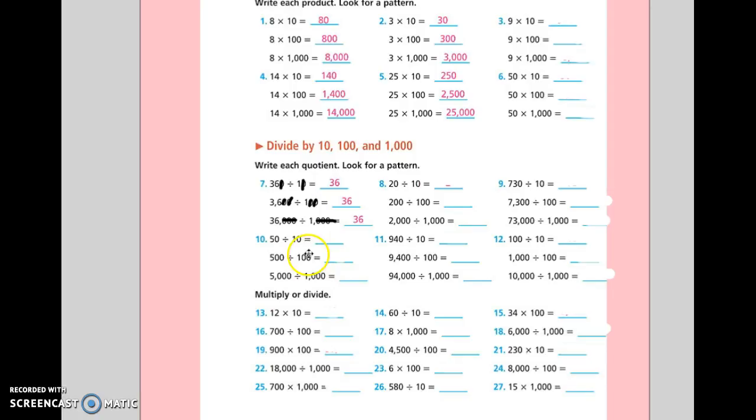All right, let's do one more. I cross off my zeros again. I'm going to cross off that one and that one. 5 divided by 1 equals 5. 500 divided by 100. Cross off my zeros. Got 2 and 2. 5 divided by 1 equals 5. How about this one? 5,000 divided by 1,000. Cross these out, and I end up with 5 divided by 1 again, which equals 5.